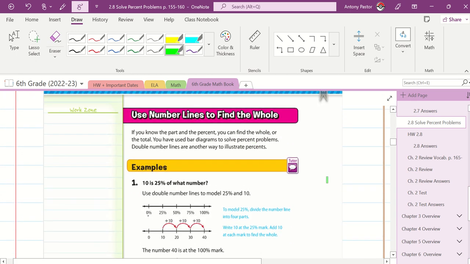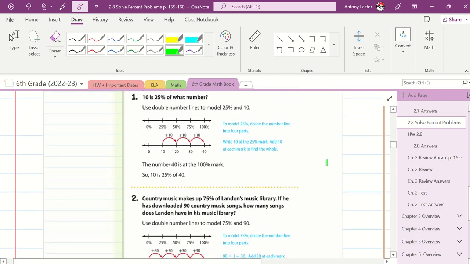Use number lines to find the whole. If you know the part and the percent, you can find the whole or the total. You have used bar diagrams to solve percent problems. Double number lines are another way to illustrate percents. 10 is 25% of what number?